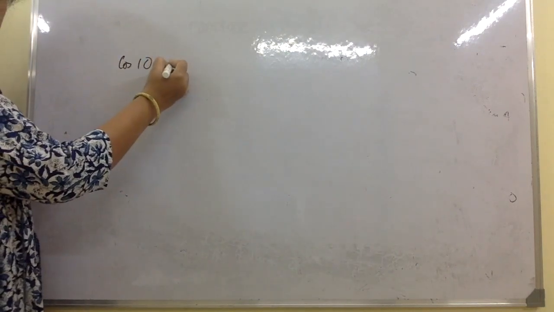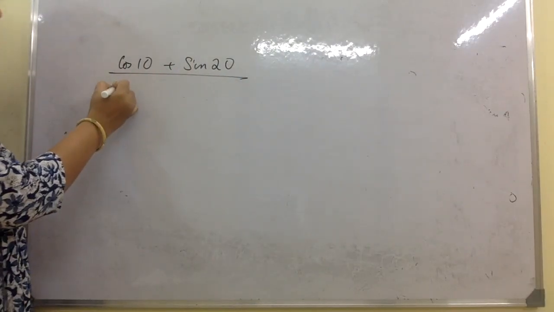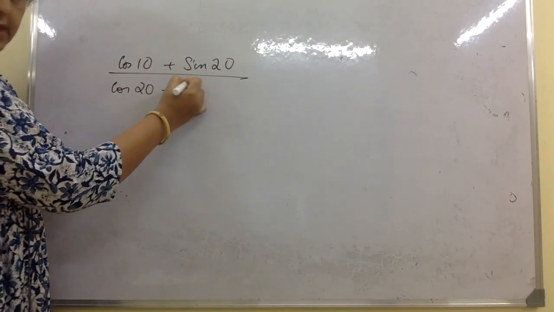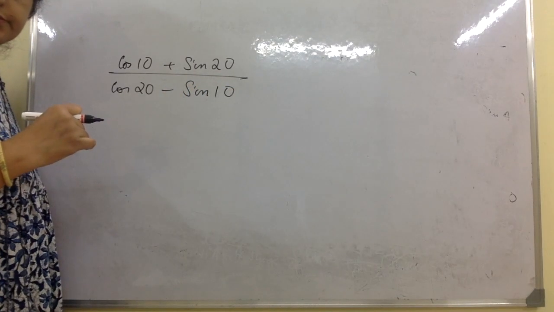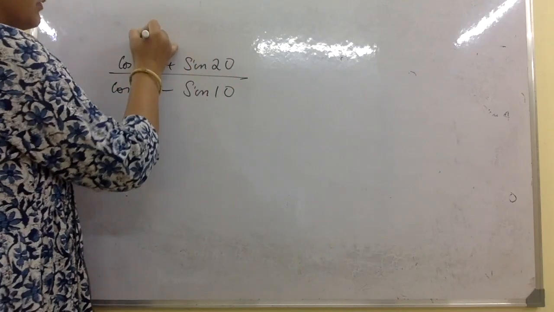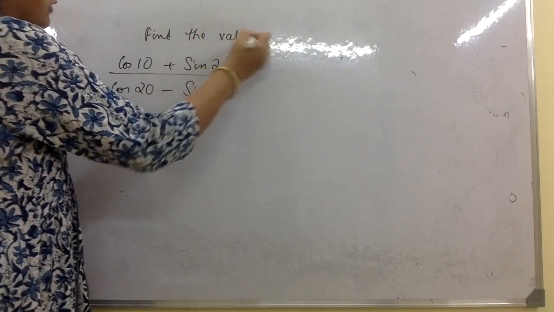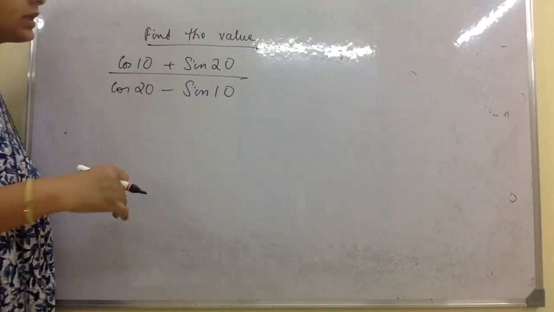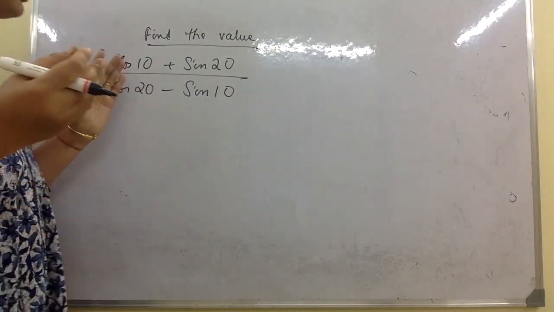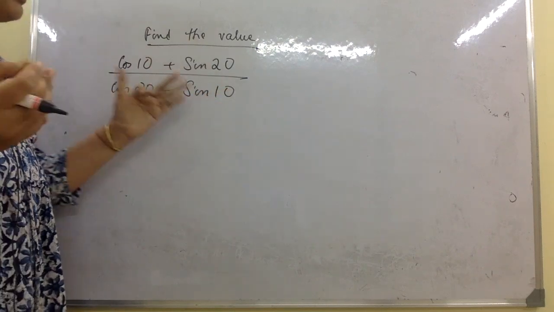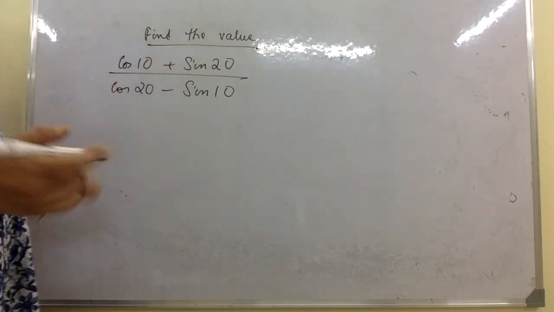Cos 10 plus sine 20, cos 20 minus sine 10. Now what is this? We have to find the value. Find the value of this. So when we look at this, we don't have a formula for cos A sin B. We have sin A sin B, cos A cos B, but for cos A sin B we don't have a formula. What to do?